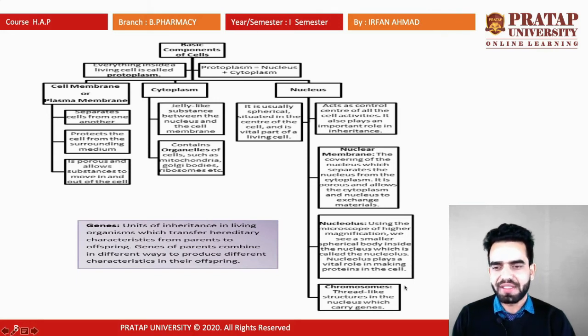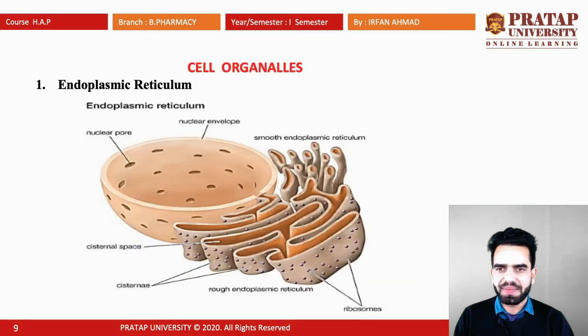And what is a gene? A gene is a unit of inheritance in living organisms. It transfers hereditary characteristics from parents to offspring, just like you resemble your parents because of the genes. So genes of the parents combine in different ways to produce different characteristics in their offspring. And this was a flow chart of the basic components of the cells.